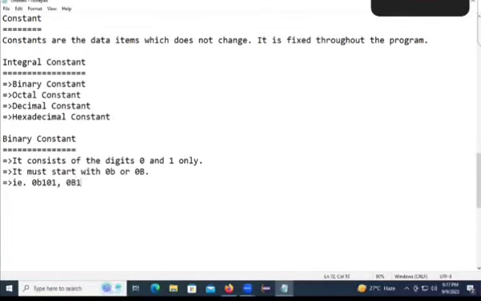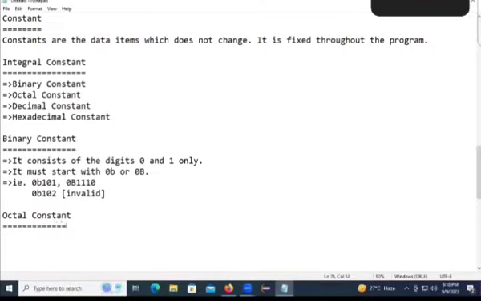0B111 is valid, and 0B102 is invalid. Why? Because it started with 0B, but it contains a 2, which is not allowed. Only 0 and 1 are allowed. So it's invalid.